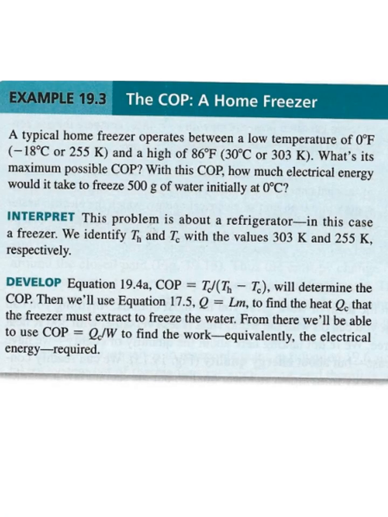Let's look at example 19.3 in the book. It says a typical home freezer operates between a low temperature of 0 degrees Fahrenheit, and here it's done the conversion for us, 255 Kelvin, and a high of 86 degrees Fahrenheit, and it's done the conversion, 303 Kelvin. What's its maximum possible coefficient of performance? Okay, so we just solved a problem like that on the previous page. But now with this COP, how much electrical energy would it take to freeze 500 grams of water initially at 0 degrees Celsius?